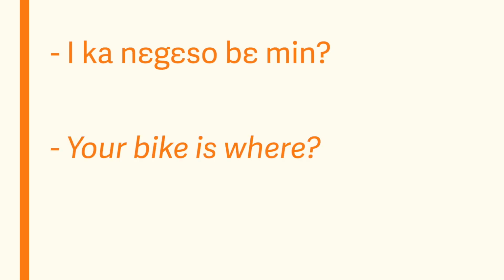Next, we have the question word mi, meaning where. So let's imagine, for instance, that you and a friend were getting ready to go into town. Your friend might look at you and say, I ka negeso be mi, meaning your bike is where? And then you might respond back to them and say, A be kenema, meaning it is outside.